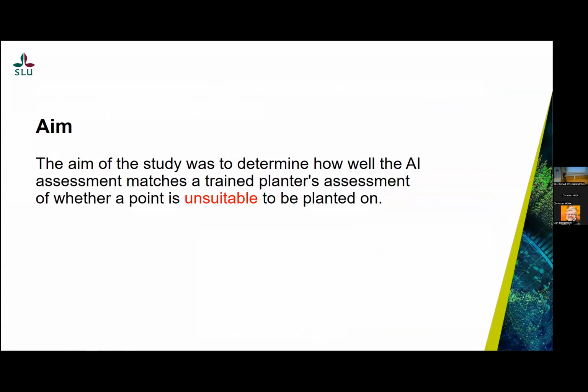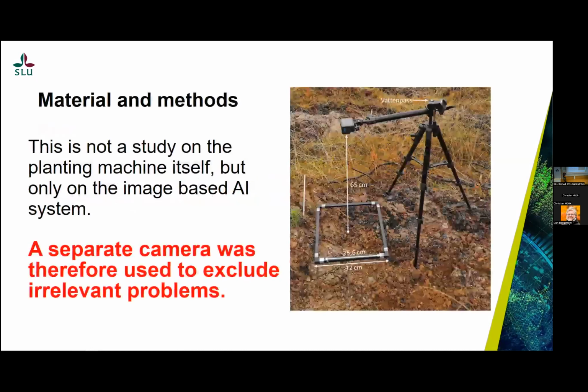And I say unsuitable because it's not a measure of whether it is a good or a perfect or an extremely good plot. No, it's mostly about saying this plot should be avoided. And this is not a study on the planting machine itself, but only on the image-based system. Therefore, a separate camera was used to exclude irrelevant problems for what we were interested in studying.